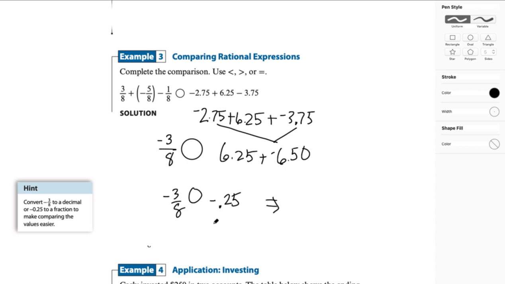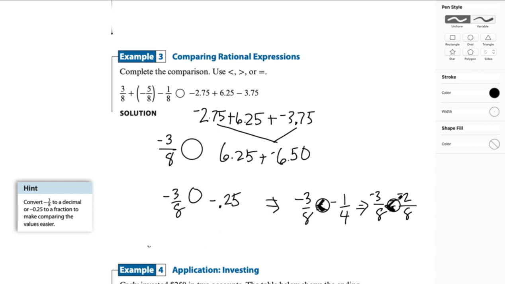One thing I can do is translate this into a fraction. So I have negative 3/8. I know that 0.25 is really just 1/4. So now this might be a little bit easier for me to compare. And if I still need to compare a little bit closer, I can make them the same denominator. And when I do that, I can see clearly that negative 2/8 is actually larger than negative 3/8. Do you see that? So this is the symbol I should have.